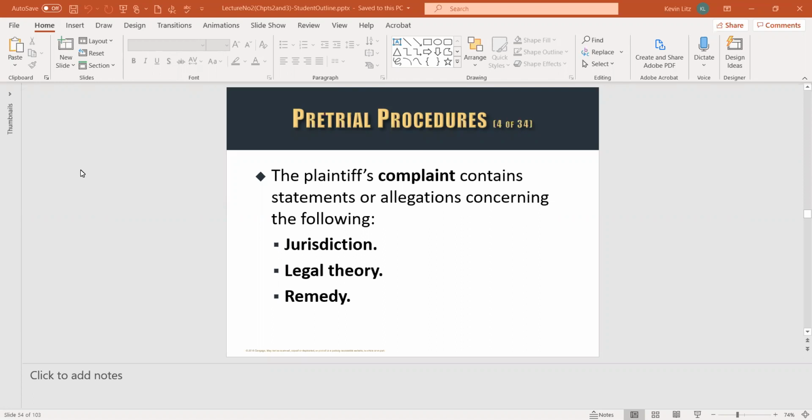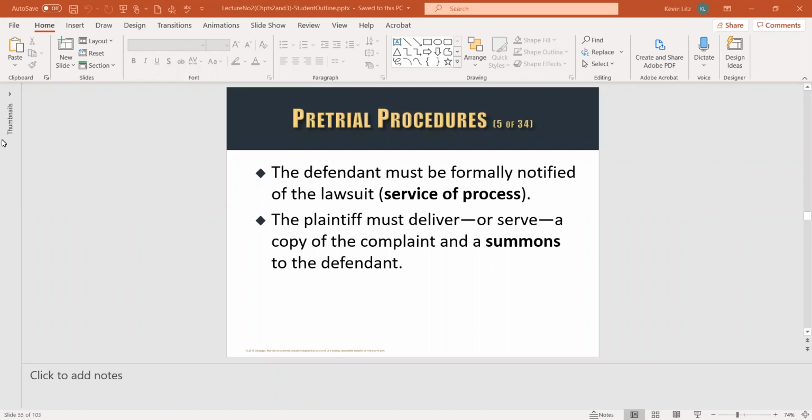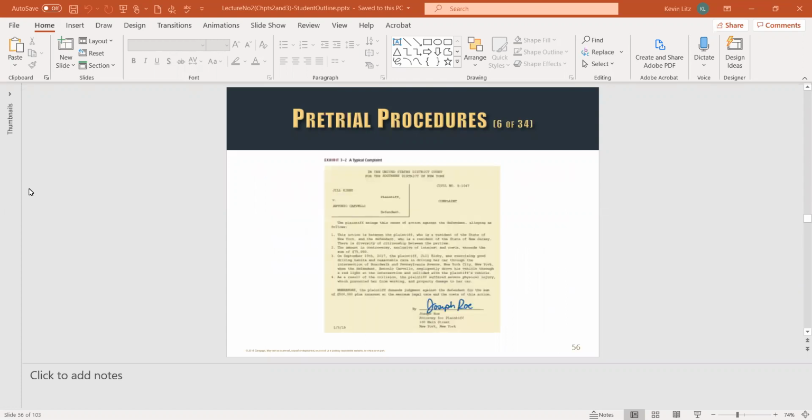So that's the remedy. Now, I have to serve you, or more accurately, I have to have like a sheriff or a professional process server actually deliver to you the complaint and a piece of paper called the summons that a court issues. And the process server basically says, yeah, I took this to the defendant's house, his business, I gave it to him, and he signs it and brings it back to court. That's an example of a complaint.